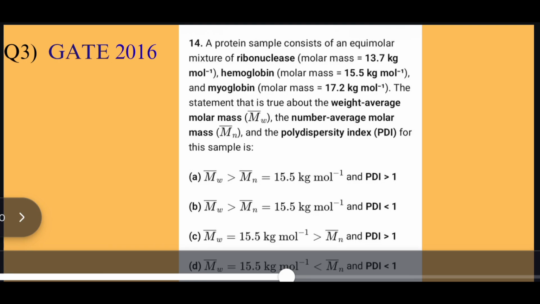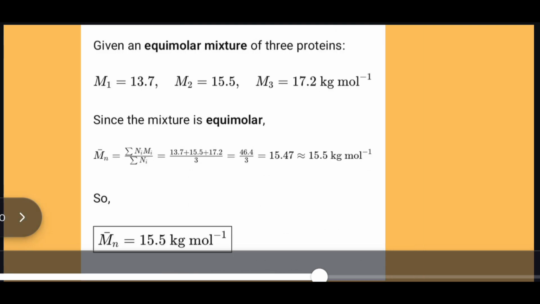Option A, MW bar greater than Mn bar, that is equal to 15.5 kg per mole, and PDI greater than 1. Option B, MW bar greater than Mn bar, that is equal to 15.5 kg per mole, and PDI less than 1. Option C is MW bar is equal to 15.5 kg per mole, that is greater than Mn bar, and PDI greater than 1. And option D, MW bar is equal to 15.5 kg per mole, that is less than Mn bar, and PDI less than 1. Now we'll see the solution.